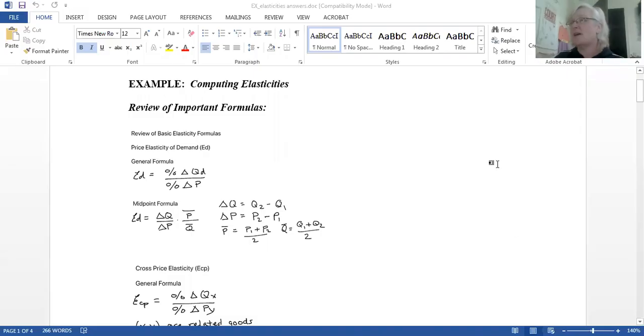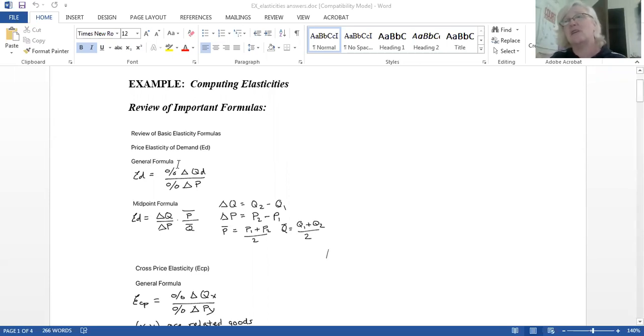I'm going to share my screen, obviously. And so here I have, in this case, this is an example on computing different types of elasticities. We're going to work through some price elasticity, some income elasticity, some cross-price elasticity. And along the way, I've reminded you here in this document a review of the important formulas that we're using.